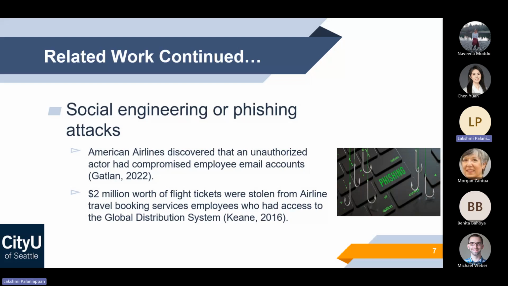Two airline travel booking service employees who had access to the global distribution system got targeted by phishing emails that requested their login credentials. Using the stolen credentials, Eric Donner Simeo, also known as Michael Collins, a Cameroon citizen, issued $2 million worth of plane tickets to himself and sold them for a fraction of the actual cost to customers in West Africa.